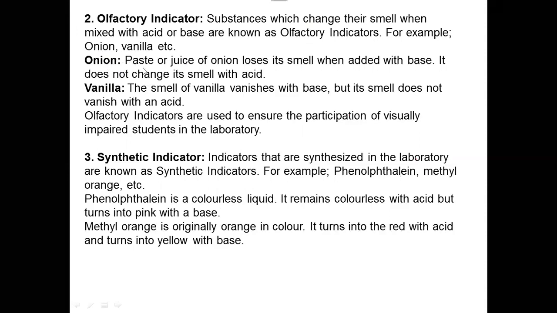First is onion. The paste or the juice of onion loses its smell when added to base. So in the presence of base, the smell of onion disappears, and its smell does not change in acid. So it is used for testing bases. Second is vanilla. The smell of vanilla vanishes with base, but the smell does not vanish with acid. So it is also an olfactory indicator used for testing bases.